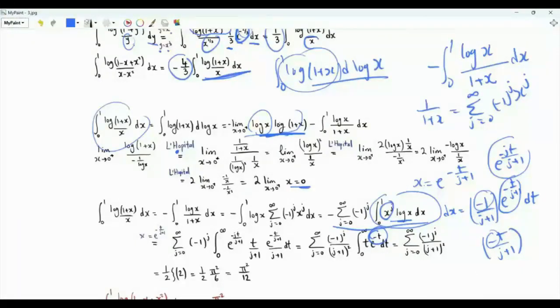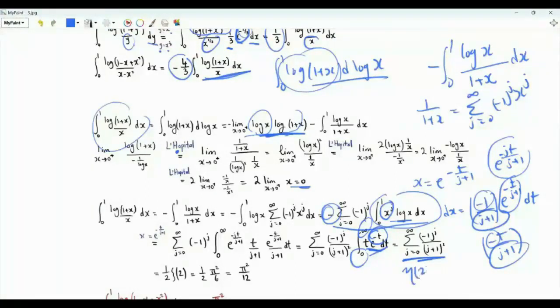When x tends to 0, t tends to infinity. When x tends to 1, t tends to 0. We can use this minus sign here to get our integration limits from 0 to infinity. The integrand is t e to the minus t. We also have 1 over j plus 1 squared. The integral is equal to 1. And so we get this as our result.